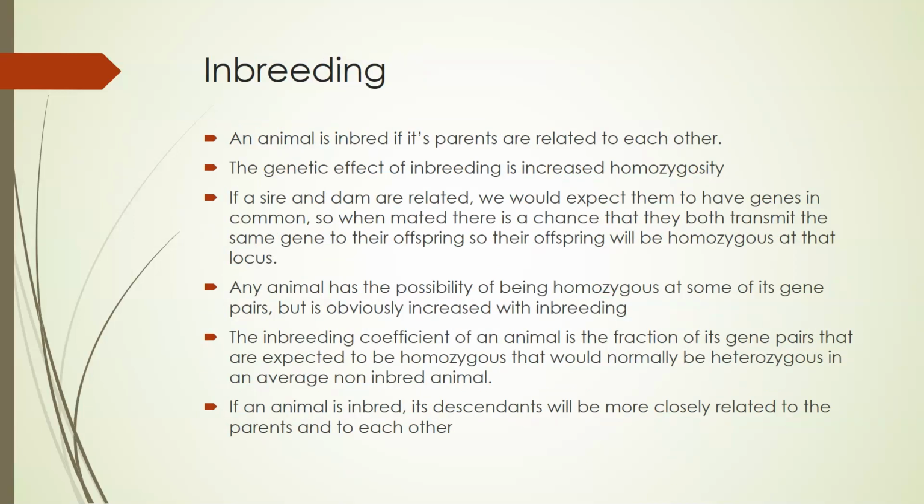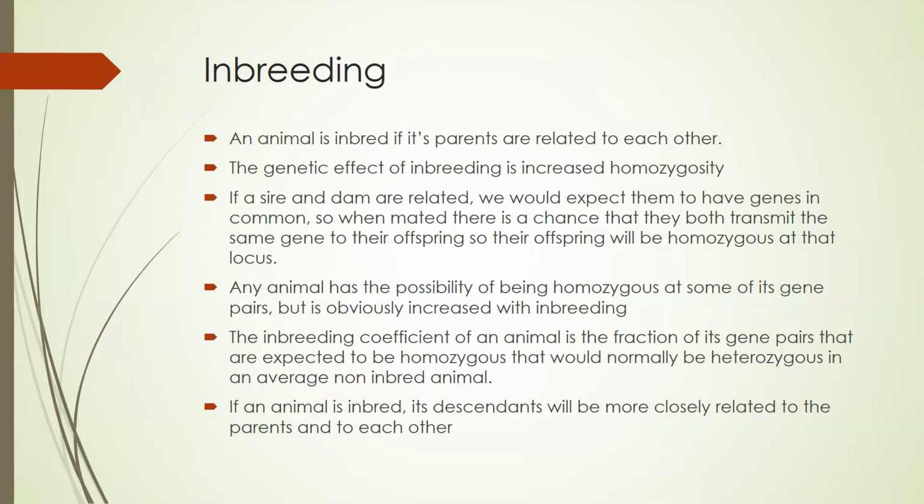So inbreeding, like I mentioned before, an animal is inbred if its parents are related to each other. The genetic effect of inbreeding is increasing homozygosity. So if a sire and a dam are related, we expect them to have genes in common, obviously. When they're mated, there's a chance that they might both transmit that same gene to their offspring, so that their offspring would be homozygous at that locus. An animal also has the possibility of being homozygous at some of the gene pairs without inbreeding, but the possibility is just increased with inbreeding.